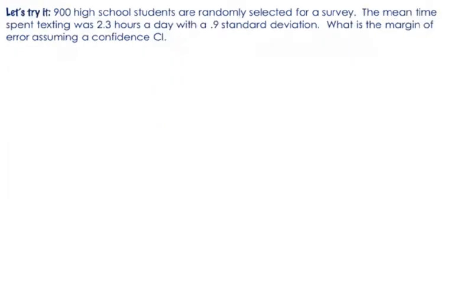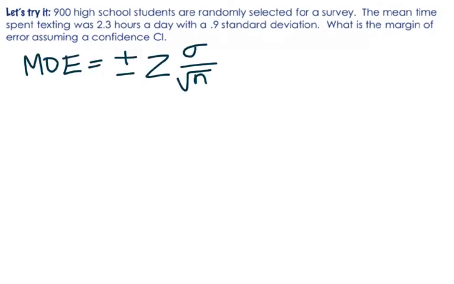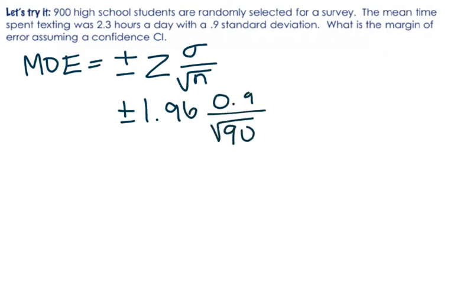Okay, so I want you to try this one. So first you need to figure out which formula you would use. Notice that this one's talking about standard deviation, so you're going to be using that second formula. Okay, so for this one, we're going to find our z-score first, 1.96. The standard deviation is 0.9. The population sample size is 900. We put all that in our calculator, we get this.